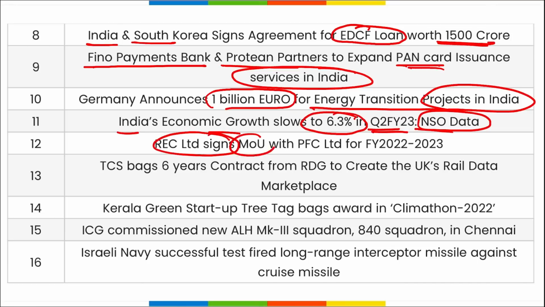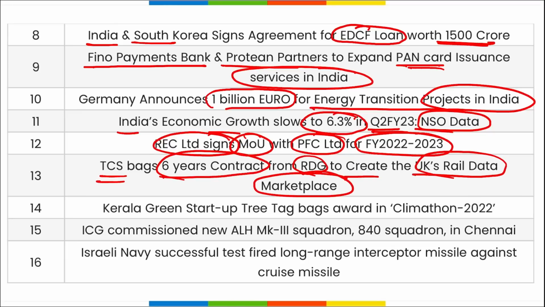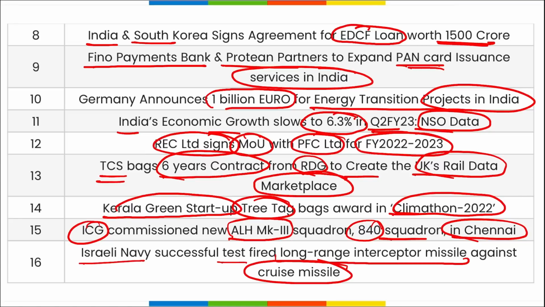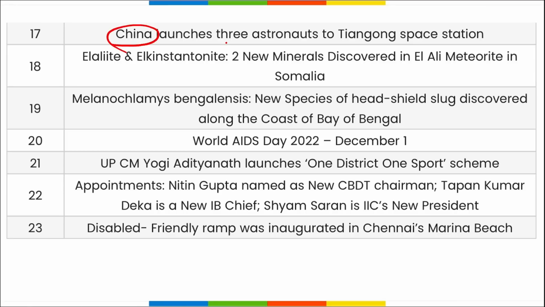REC Limited signed an MOU with PFC Limited for fiscal year 2022 and fiscal year 2023. Then TCS has bagged a 6-year contract from RDG to create United Kingdom's rail data marketplace. Kerala green startup Treebag has bagged an award in Climathon 2022. ICG has commissioned new Advanced Light Helicopter Mark 3 squadron and 840 squadron in Chennai, Tamil Nadu. Israeli Navy has successfully tested a long-range interceptor missile against cruise missile. Then China has launched 3 astronauts to Tiangong space station.